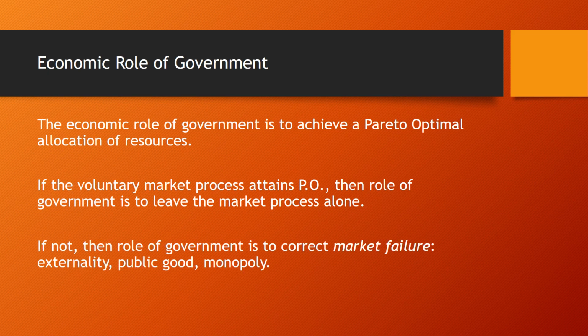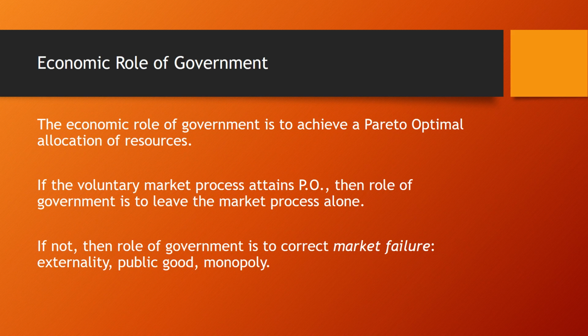On the other hand, if the voluntary market process fails to attain a Pareto-optimal allocation of resources, or if really we think it's likely to fail to achieve a Pareto-optimal allocation, then the role of government is to correct what is known as a market failure. And that's what a market failure is. Leave the market alone. If it doesn't attain efficiency, there's a market failure.